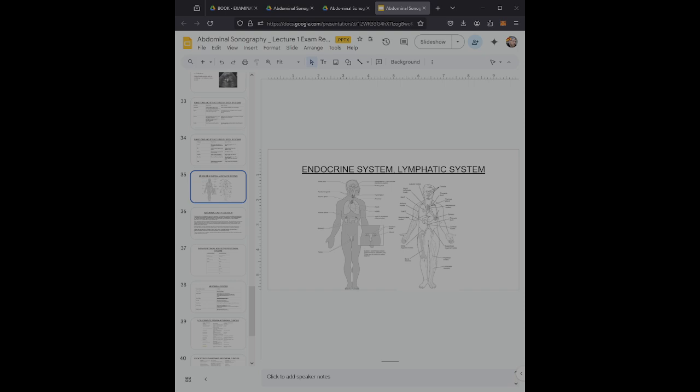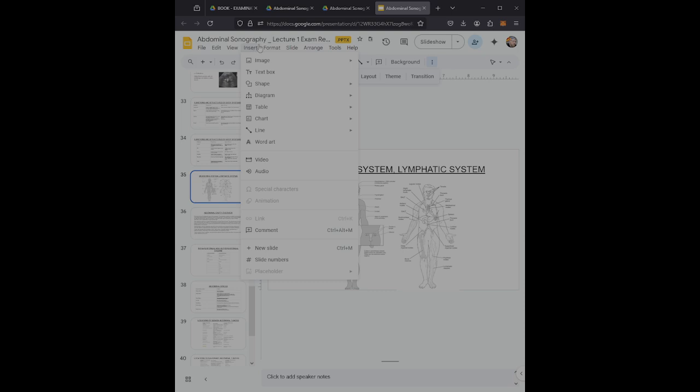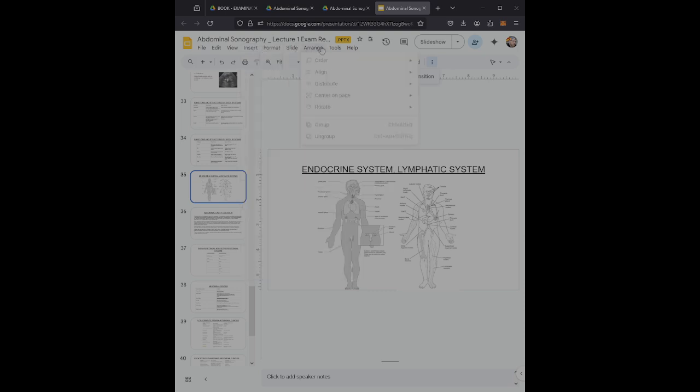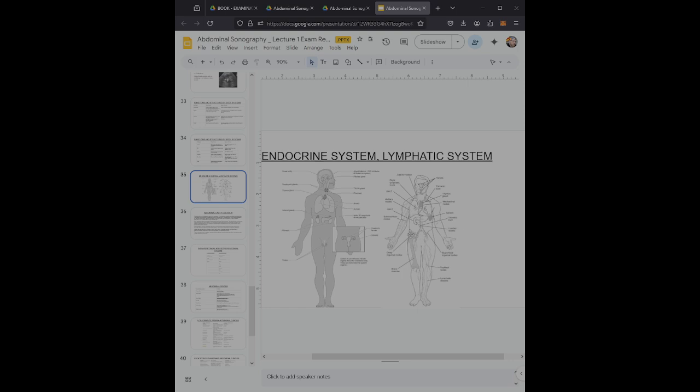Here's an image of the endocrine and lymphatic systems. I will just increase this. Here we are.